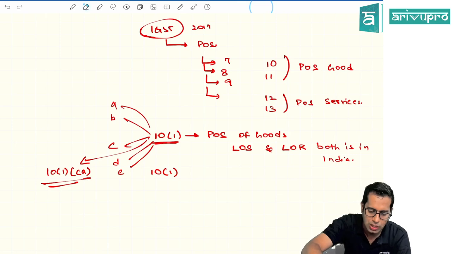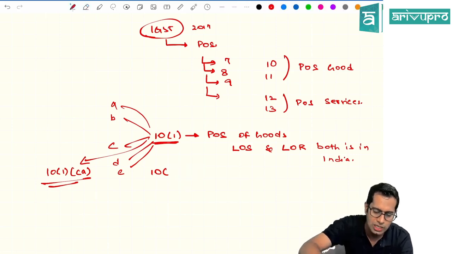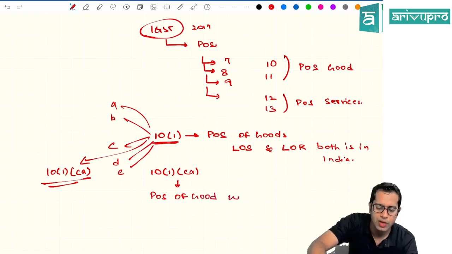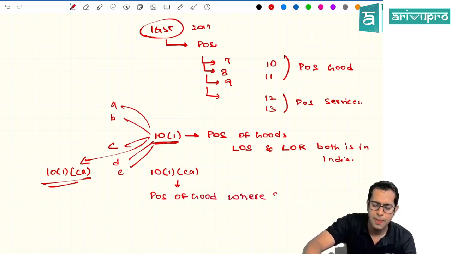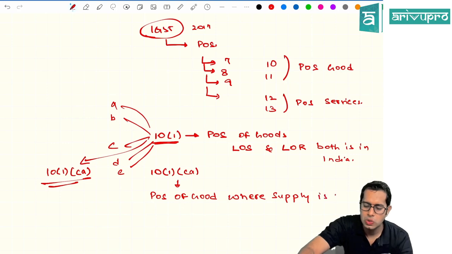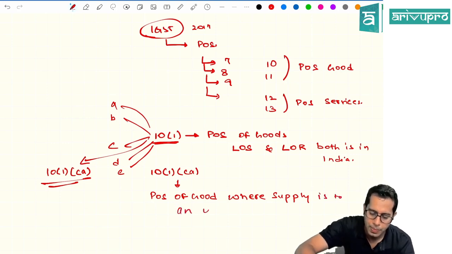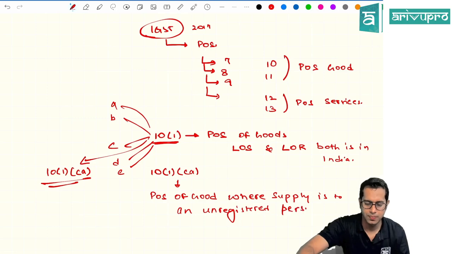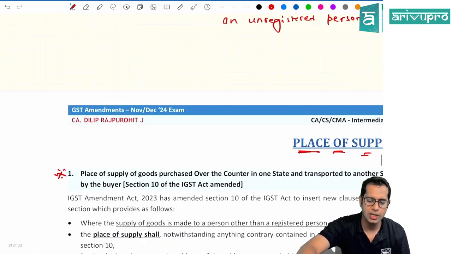Section 10 subsection 1 clause CA talks about place of supply. It talks about what, sir? It talks about place of supply of goods where supply is to an unregistered person. Now what is this point telling, sir?